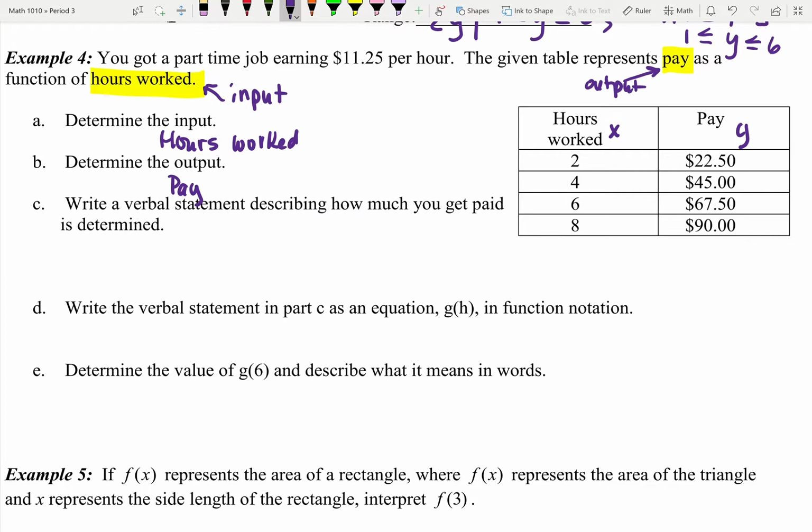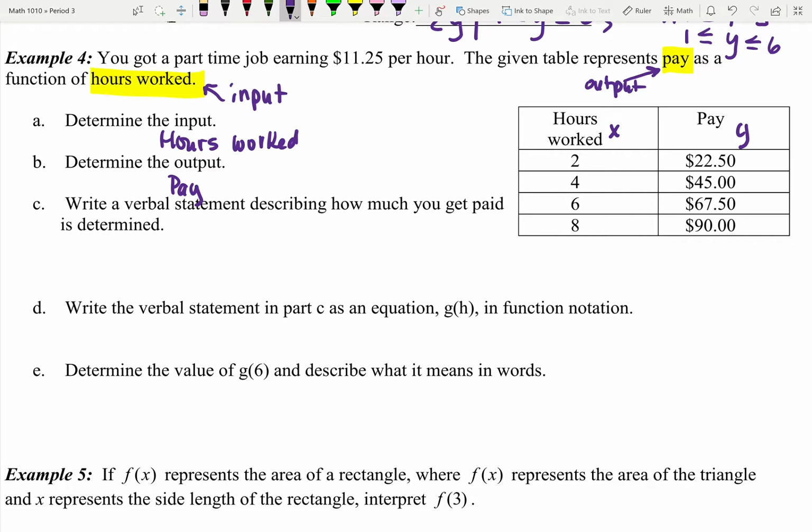Okay, so tell me your answer, sweetheart. The number of hours you work determines how much you get. Okay, and how does it determine? Go deeper, sweetheart. You don't have to, you can just talk to me. The more hours you work, then you'll get paid $11.25 per hour. Good. So that's good.